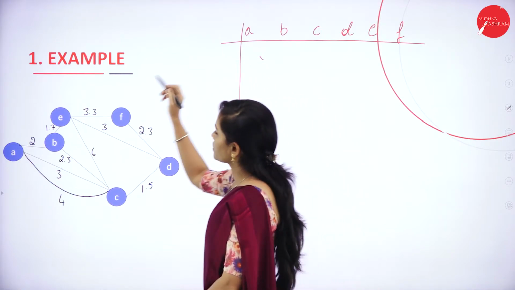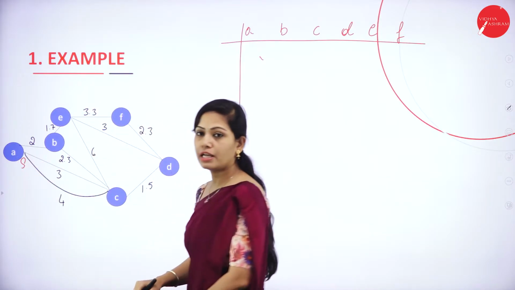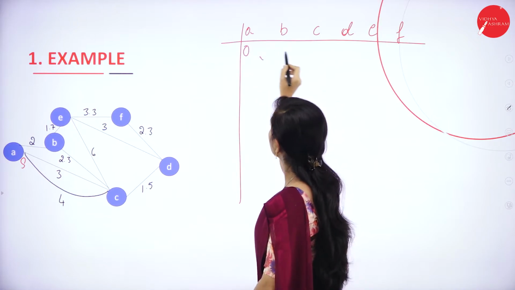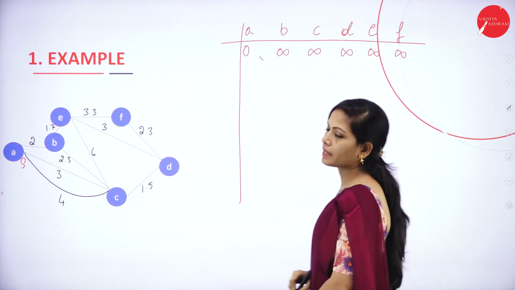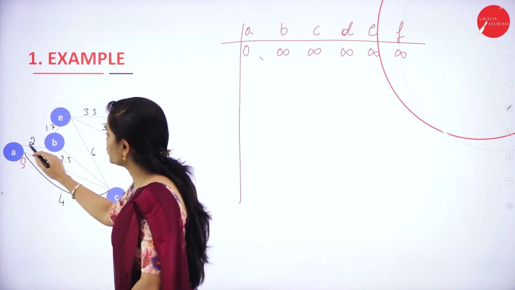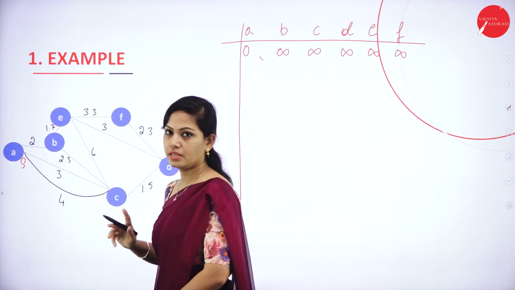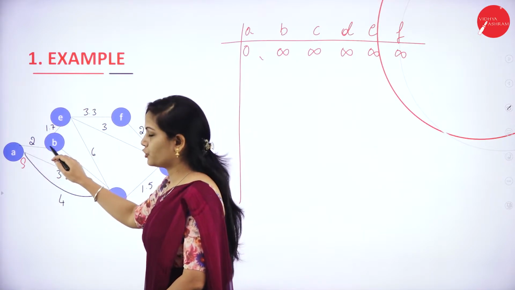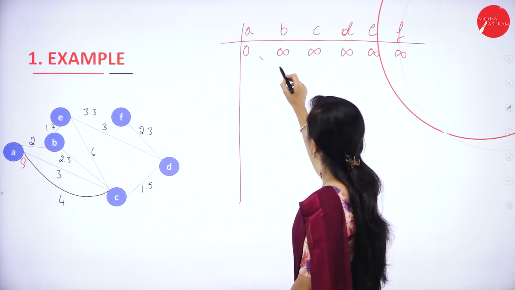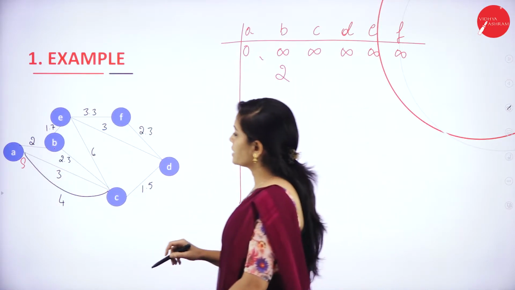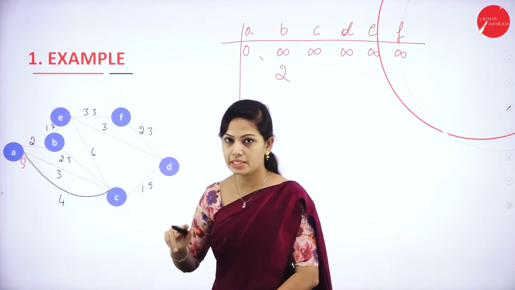So here source is A. The initial value starts from 0, and the remaining are infinity. Clear? And A is connected to B, and A is connected to C twice. I'll repeat, A is connected to B. So 0 plus 2 is 2. Next, A is not connected to E, A is connected to C twice.